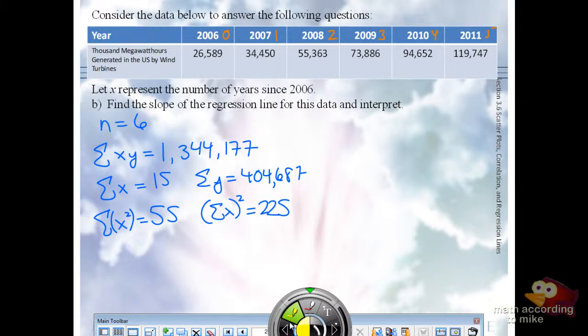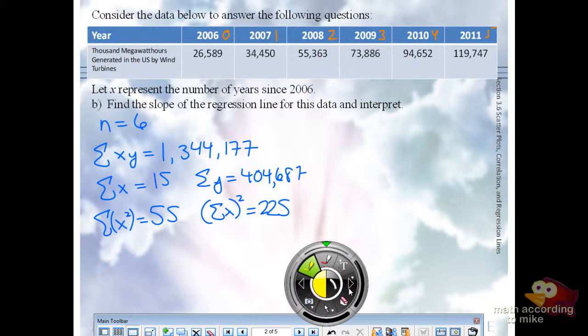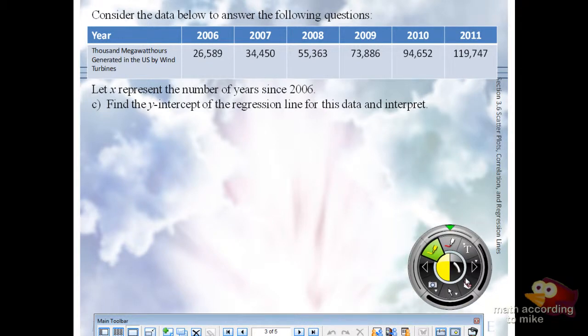But I know we all need closure. And we also need 4 more parts. So part C. Find the y-intercept of the regression line and interpret. Do you like formulas? Sure, we all do. There's a formula for the y-intercept. Remember, the y-intercept for a line can be labeled as b. So what we're building is that line that looks like y equals mx plus b. We just found the m to be that 18,000 number, and now we're going to find the b.